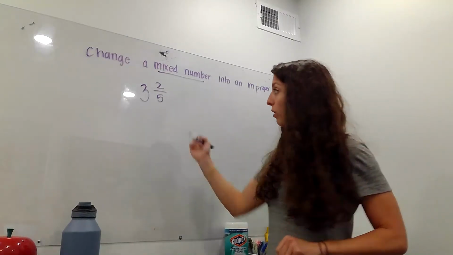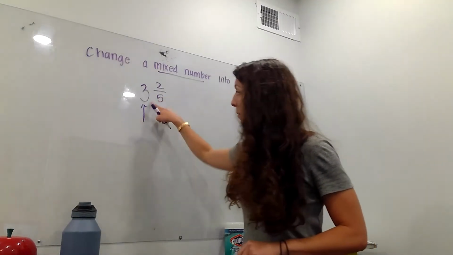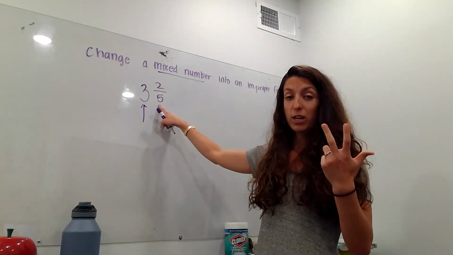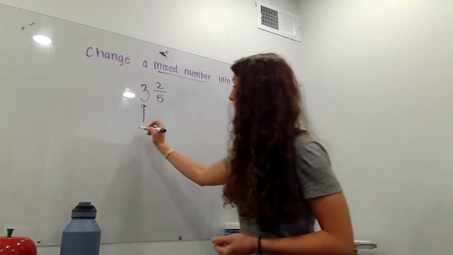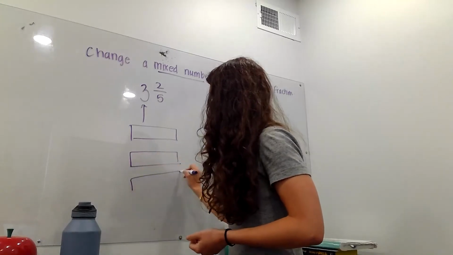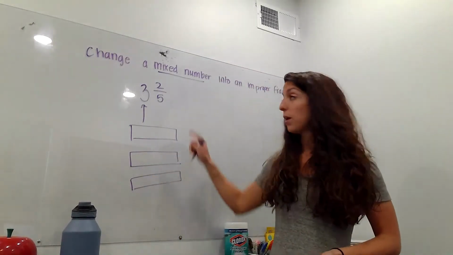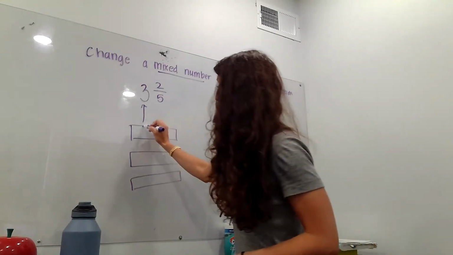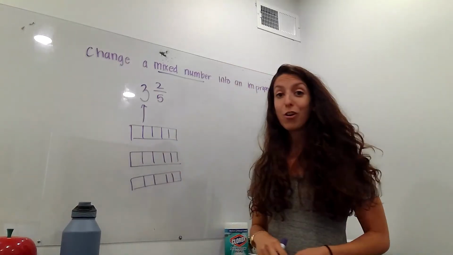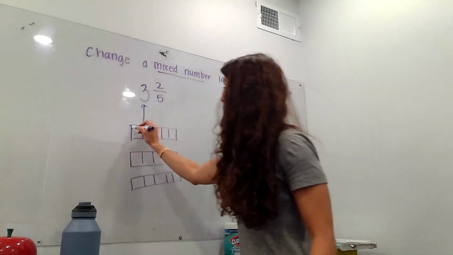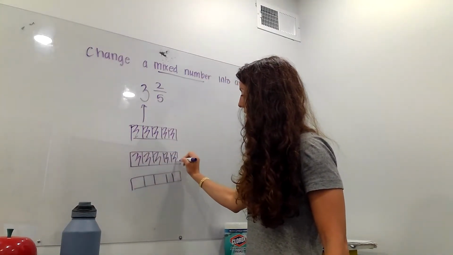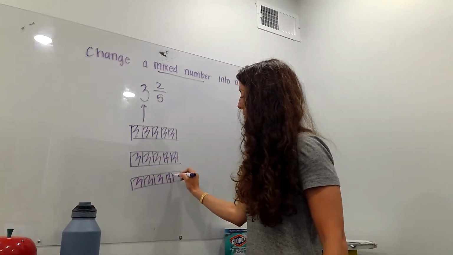First, I'm going to start with my 3 wholes. That means I have 5/5, 5/5, 5/5. I have 3 wholes shaded in. If I were to draw it, it would look like this. 1 whole, 2 wholes, 3 wholes, and I'm going to break my wholes into fifths because that's what my denominator tells me to. 1, 2, 3, 4. And I'm going to shade in all of them because I have 3 wholes. 1, 2, 3, 4, 5, 6, 7, 8, 9, 10, 11, 12, 13, 14, 15.